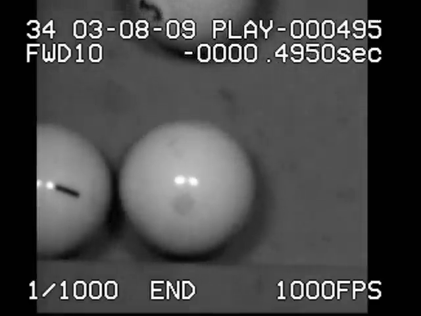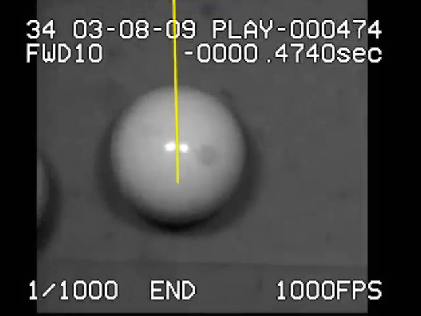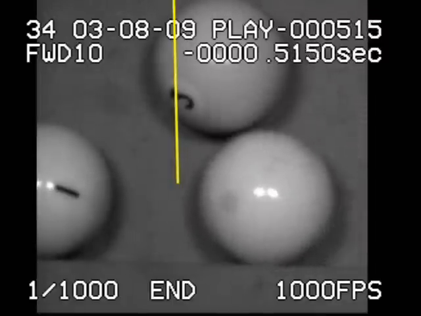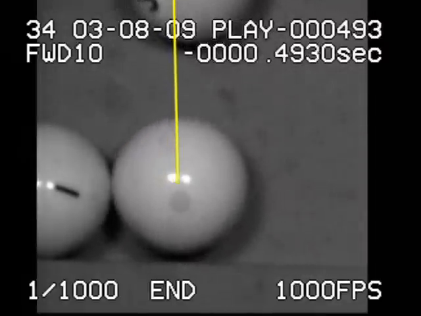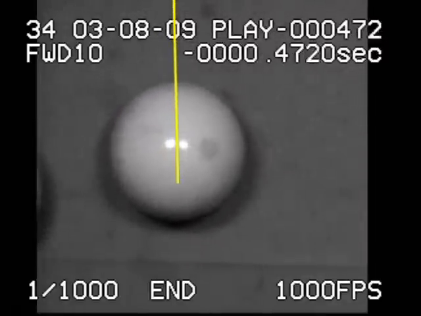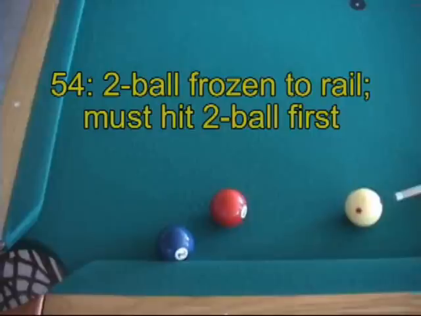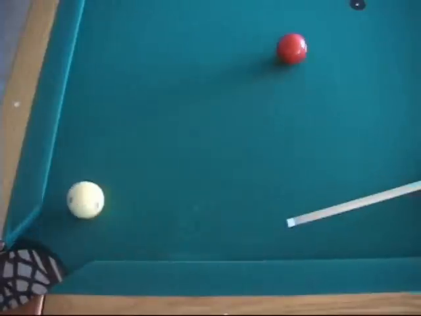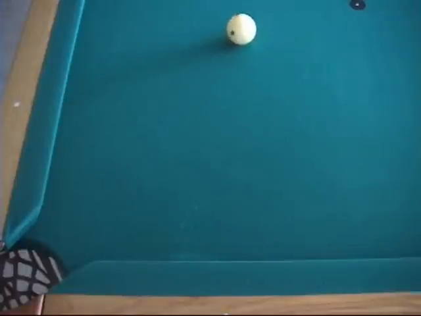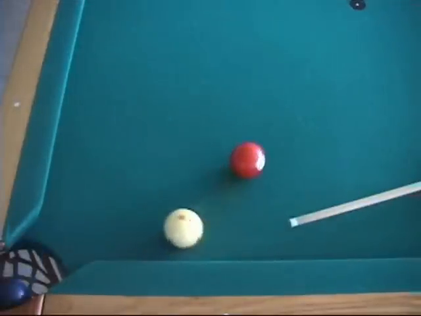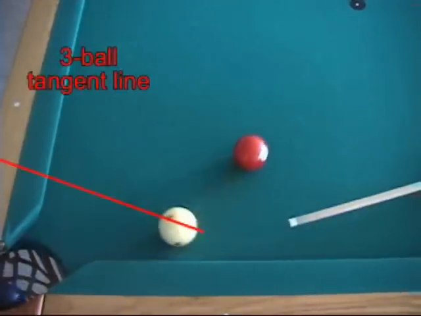The cue ball is hitting the obstacle ball first, and we can clearly see the cue ball come off the tangent line of the object ball. Here's the same shot, but hitting the correct ball first, the 2 ball. In slow motion, you can clearly see the 2 ball contact first, and then the cue ball coming off the tangent line of the 3 ball.